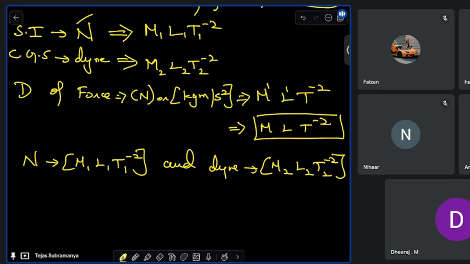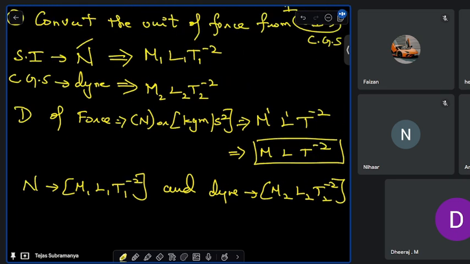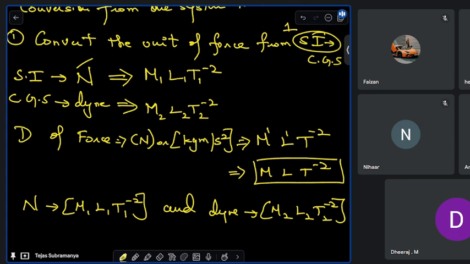I'm supposed to convert them. Now see what's going to happen. Obviously, this is the thinking point. Think. Is the SI unit bigger or is CGS bigger? Obviously, SI is bigger. How many examples are there? For example, meter is the SI unit, centimeter is the CGS unit.